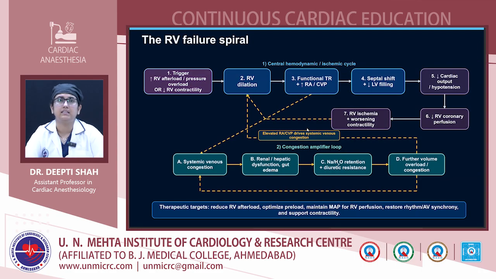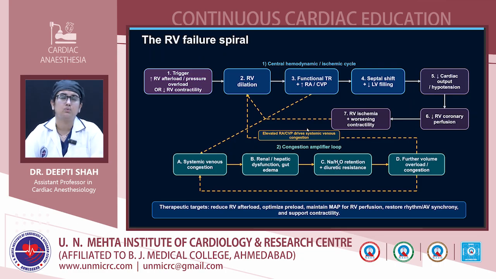So this is basically the RV failure spiral, the most important pathophysiology slide, which tells us how RV failure affects the body. There are two cycles: the central hemodynamic or ischemic cycle, and the congestion or amplifier loop. Any of the triggers I mentioned previously result in increased afterload, pressure overload, or decreased RV contractility, which can lead to RV dilatation.